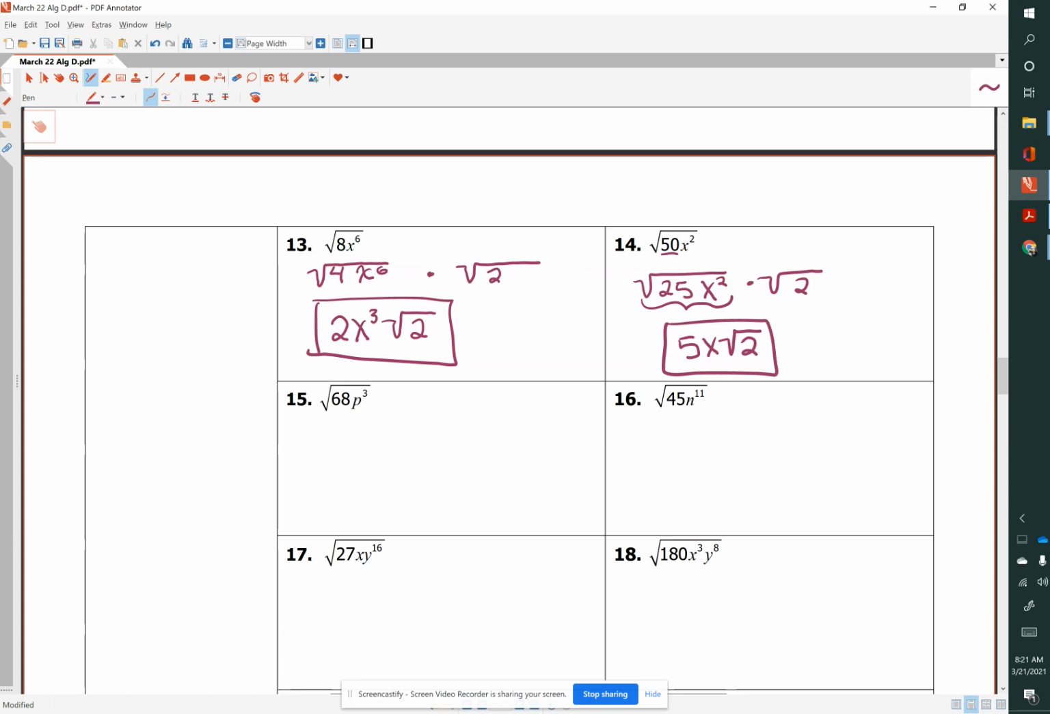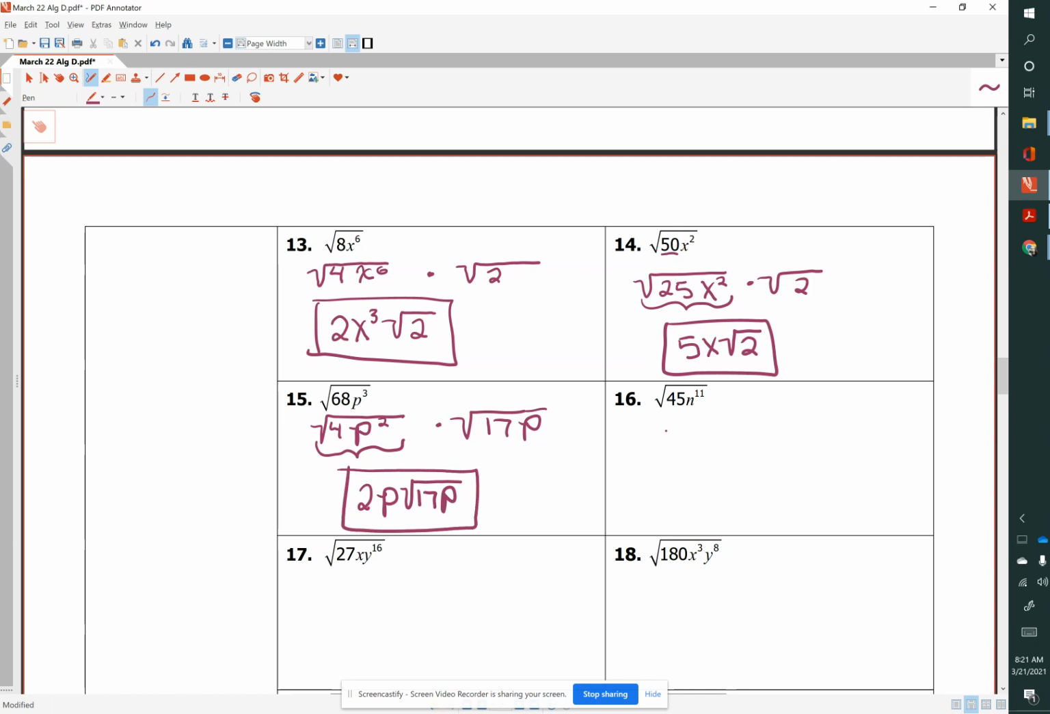Number 15, 68 can be thought of as 4 times 17. So we have square root of 4 times the square root of 17. And p, we have to do 3 minus 1, which is 2. That means we still have a p on the right side. So let's work with the perfect square side. The square root of 4 is 2. The square root of p squared is p times the square root of 17p for our final answer.